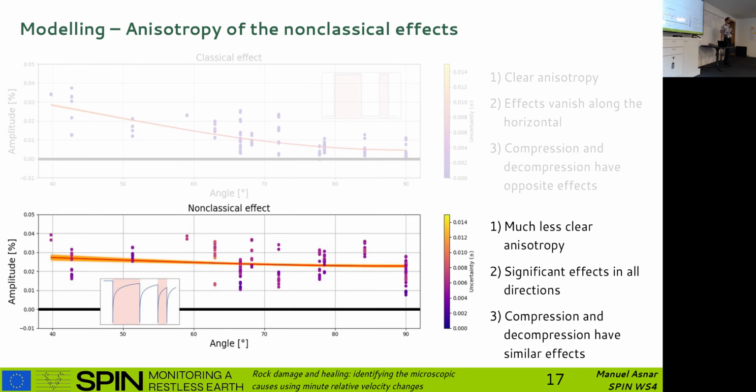For the non-classical component, however, it's a very different story. We have much less clear anisotropy. We have a significant effect in all directions for the sample. No matter which source-receiver combination we look at, there's always a transient component. There's always a significant damage and recovering process. And third, again, that is something that's implicitly contained in the way we build the component. Compressing and decompressing the sample has, qualitatively at least, identical effects. It will always induce damage followed by a recovery.